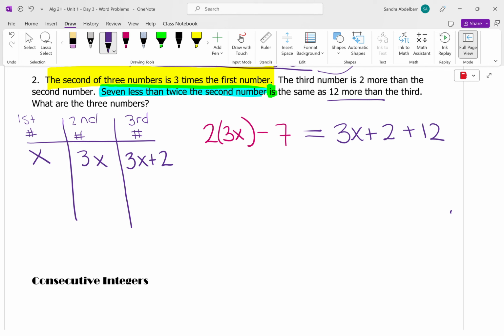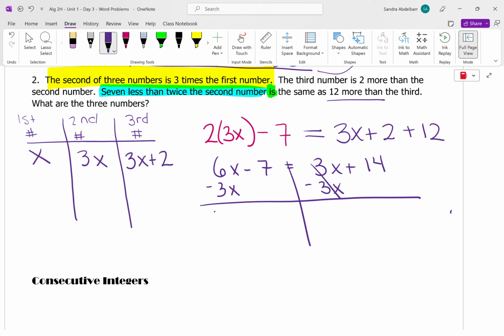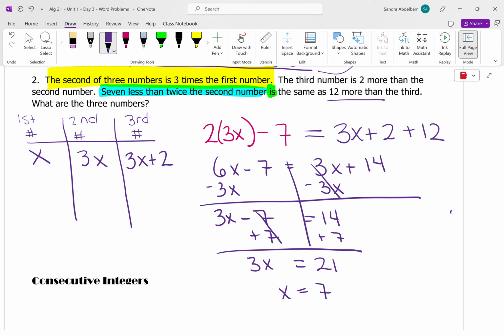What are the 3 numbers? So now we have our equation. We can solve this equation. We're going to have 6x minus 7 equals 3x plus 14. I'm going to subtract that 3x on both sides, and we're going to have 3x minus 7 equals 14. We're going to add that 7 to both sides. We're going to have 3x is equal to 21. x is equal to 7.